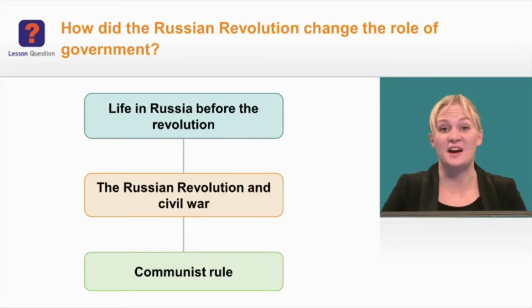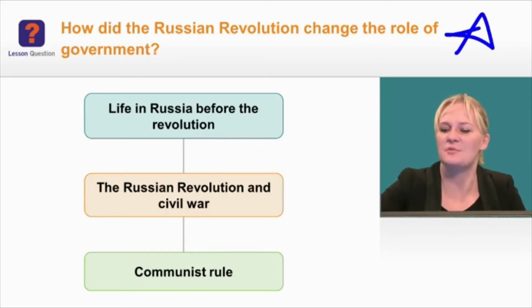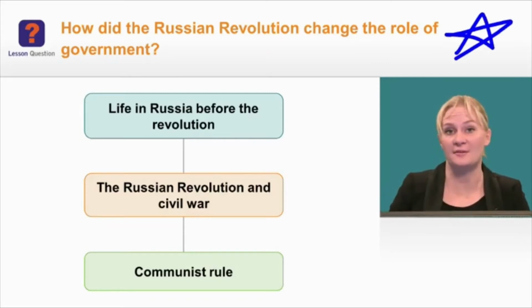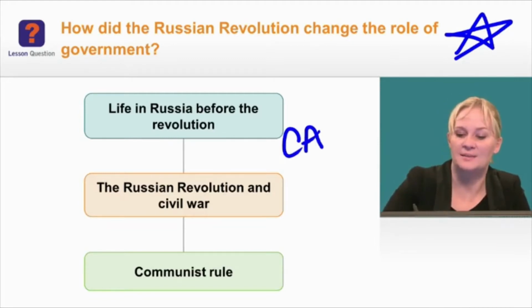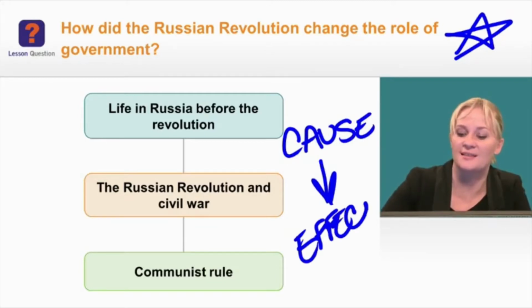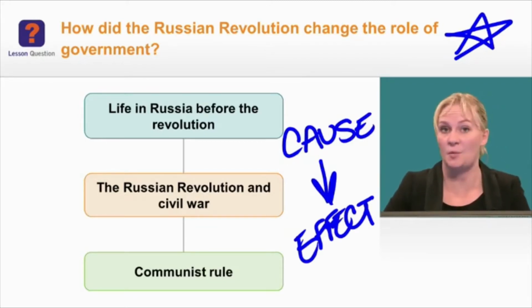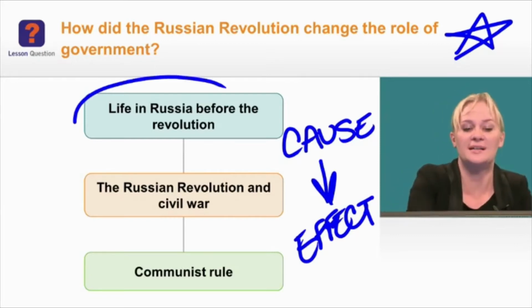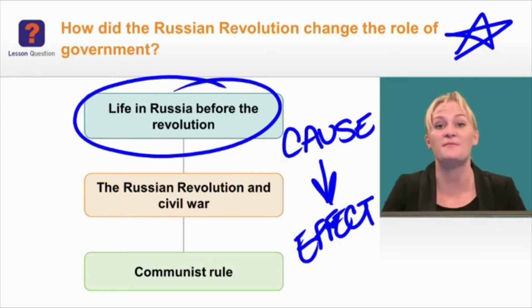Let's take another look at our lesson question. How did the Russian Revolution change the role of government? Well, again, remember, especially when we're talking about revolutions, we're always looking at cause and effect. We started to look at some of the causes in our warm-up. And now we're really going to get into what life was like in Russia before the revolution.